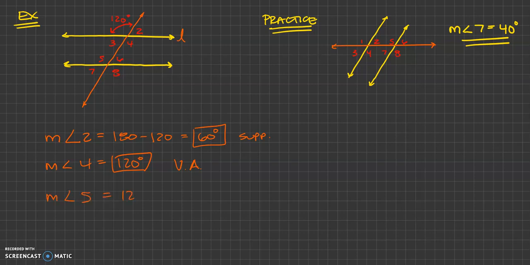Well, it's going to be 120. Why? Corresponding. Think about it. Angle 5 and this angle here occupy the same spot on these respective groups of angles. Oh, let's see here. What about the measure of angle 8? Well, it's going to be 120 degrees also, but why? Alternate exterior. All right, so that's just a few examples.